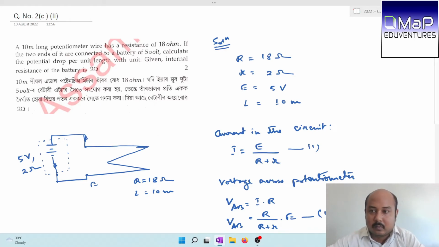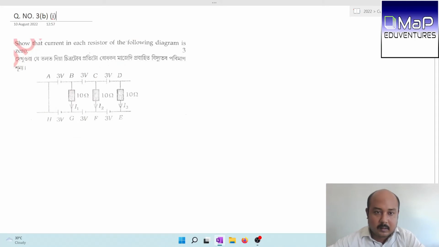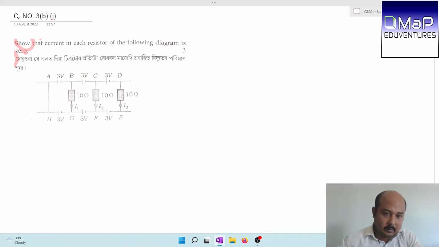Okay, now we move to the next question. Question number 3B1, Kirchhoff's law application: show that the current in each resistor of the following diagram is 0. Let us look at this diagram.